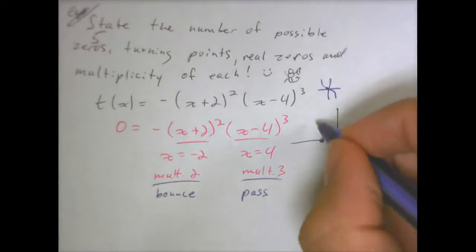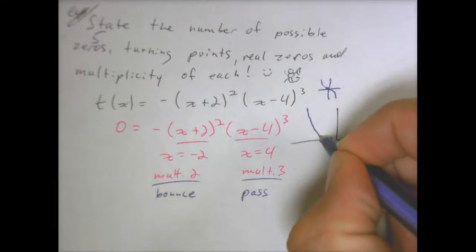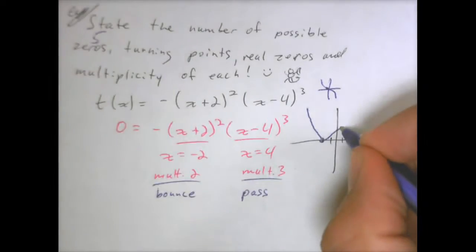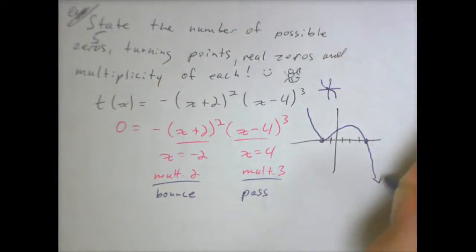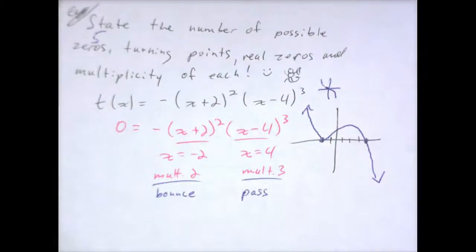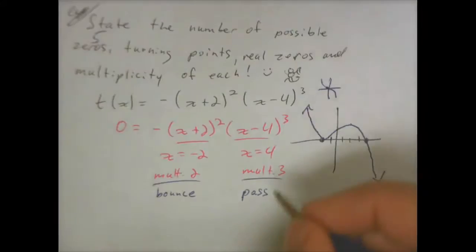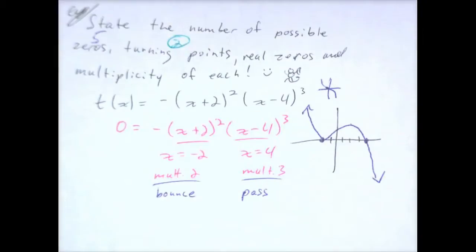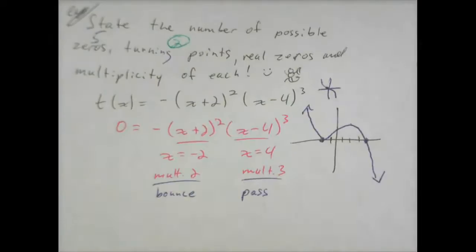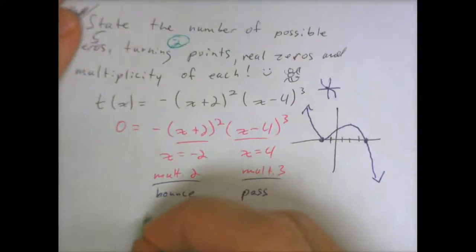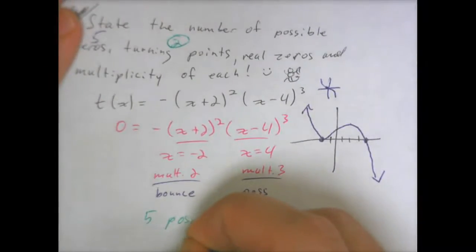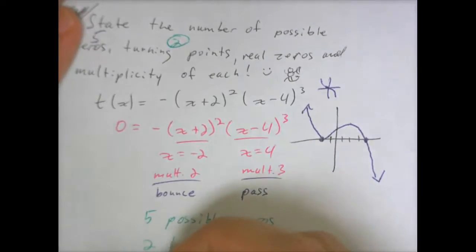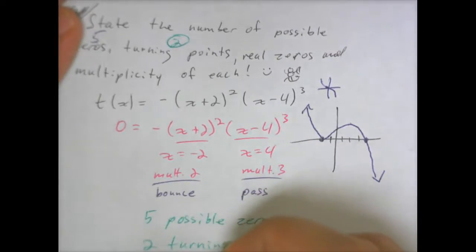I'm going to bounce off of this one, so I'll start from up here. Bounce off of it. I start from up there because that starts from up there. So I'll bounce off of it, go up, come back down, and keep going through because that one I passed through. There would be your picture. And it looks like it has 2 turning points. On your test, quiz, everything like that, make sure that you actually write this off to the side. You say like 5 possible zeros and 2 turning points.